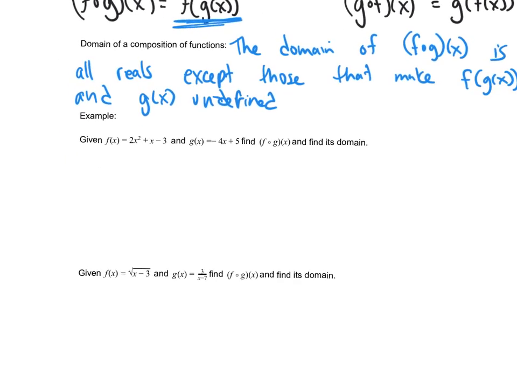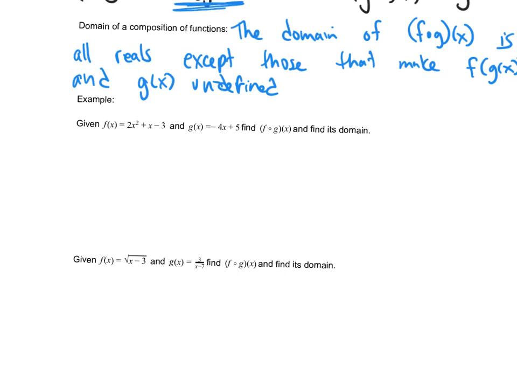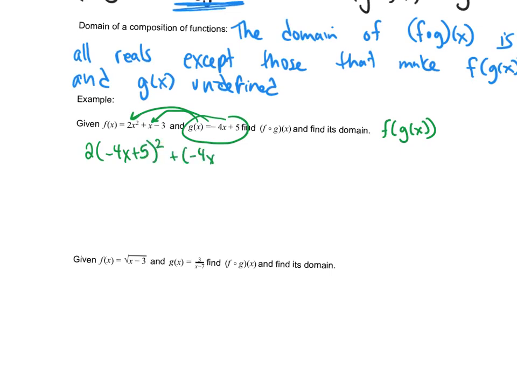It says we have f of x equal 2x squared plus x minus 3, and g of x equal negative 4x plus 5. And I want to find f of g of x. So remember, f of g of x is f of g of x. I'm going to plug the g function into f. So everywhere I see an x in the f function, I'm going to plug that g function in. In doing so, I'm going to get 2 times (negative 4x plus 5) squared plus (negative 4x plus 5) minus 3.